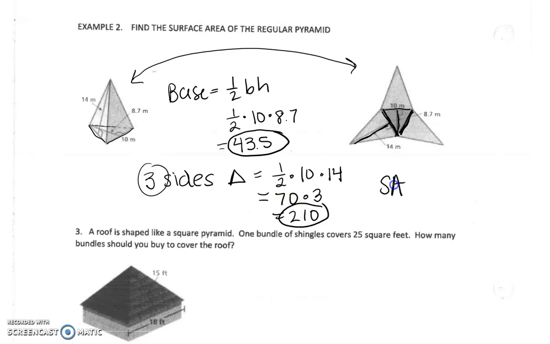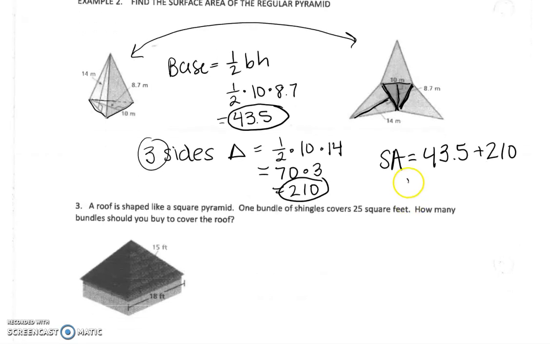So my surface area, I'm going to add 43.5 plus 210, which gives me 253.5. My unit is meters, and squared since we're talking about surface area.